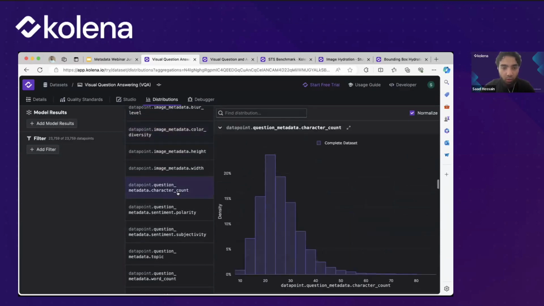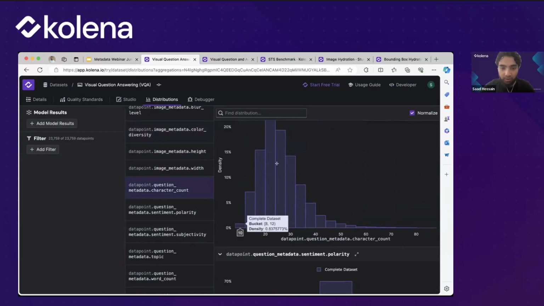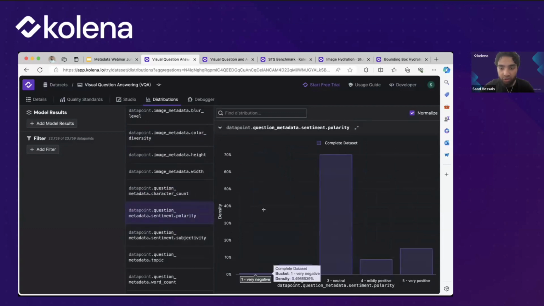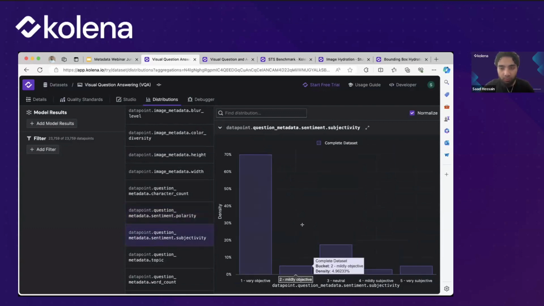We can then go on to different properties, and we can see essentially if they're well distributed. We see that we don't have that many negatively connotated or negative questions. Most of our questions seem to be either neutral or slightly positive. We also know that most of our questions are objective.